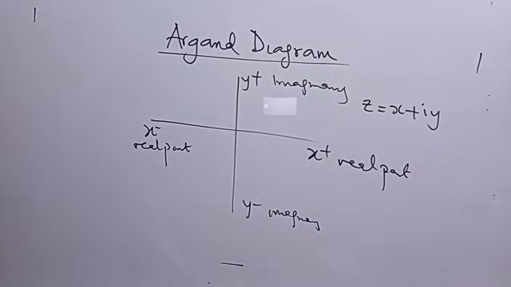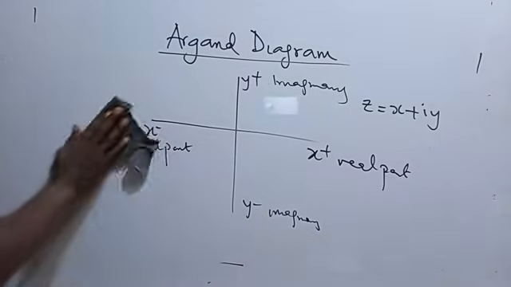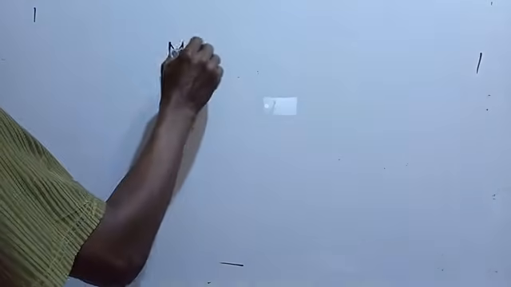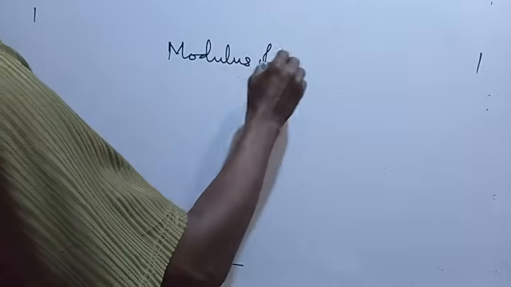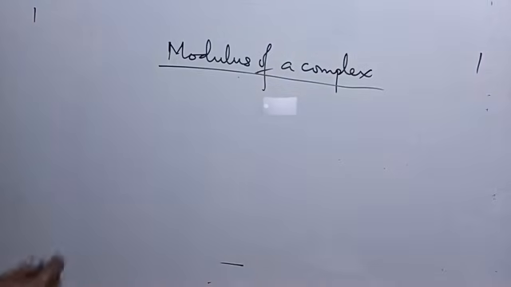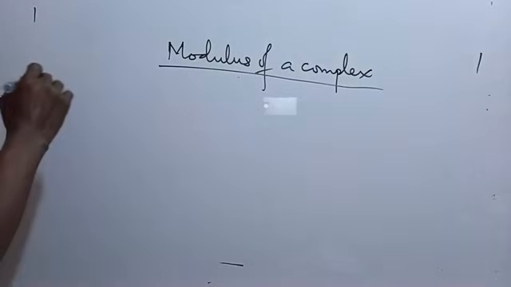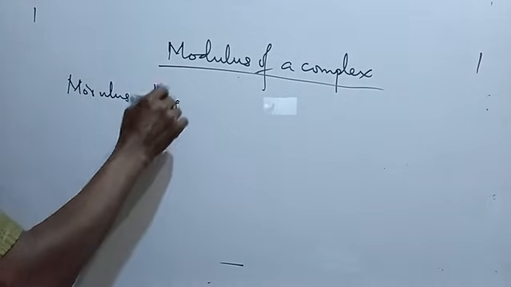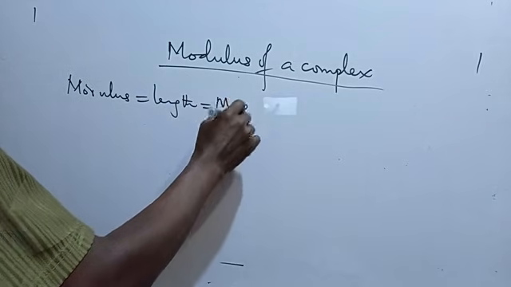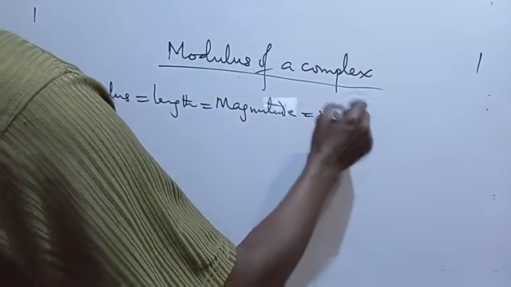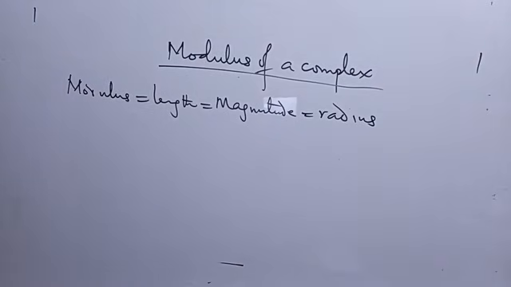So now, let's talk about the modulus of a complex number. What do we mean by the modulus of a complex number? Now, the word modulus of a complex number simply means the length. So you can write modulus; it could be the length, it could be the magnitude, it could be the radius of a complex number. Now, what do I mean?